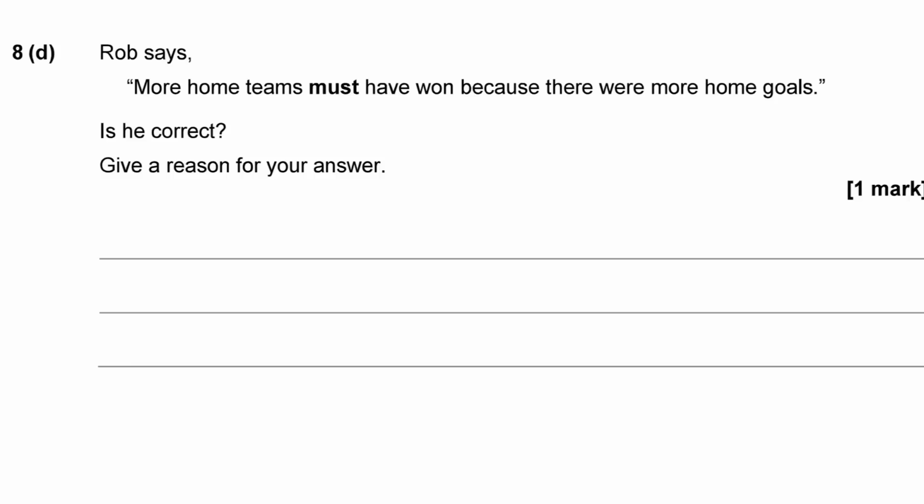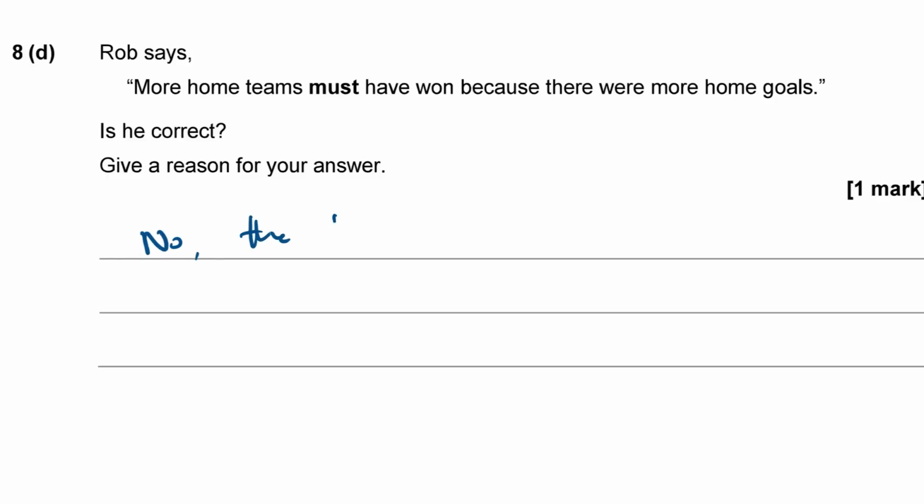Keeps going, this question. 8D. Rob says more home teams must have won because there were more home goals. Is he correct? Give a reason for your answer. Now it could be that in one home game, the home team scored lots and lots of goals, but then didn't score any in its remaining games. So it's not necessarily true just because they scored more home goals, then more home teams won. So I'm going to say no.